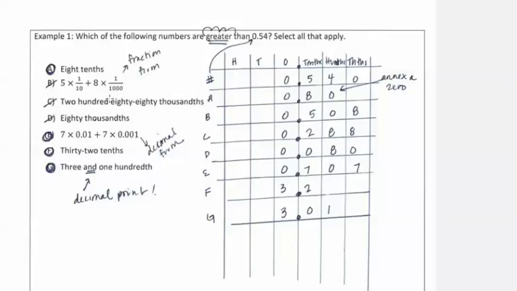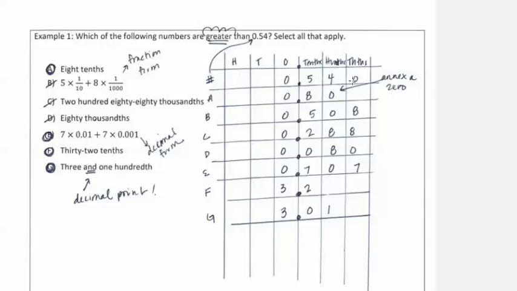So now I want to write this in standard form. I see that I have 5 in my tenths place because this is 1/10, so I'm going to write 5 in my tenths place. And then I see that I have 8 in my thousandths place. So here I'm going to write 8 in my thousandths place. So I have 508 thousandths compared to 54 hundredths.